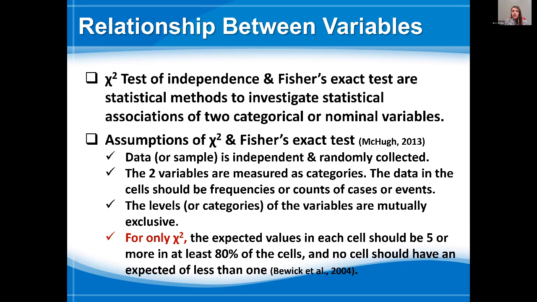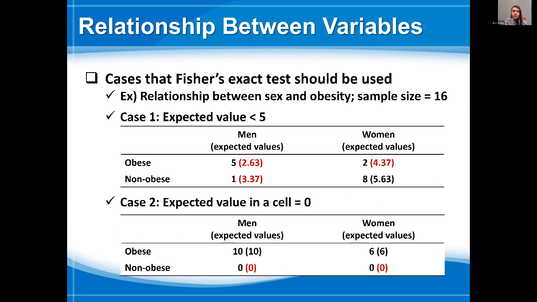Now, this is where the difference comes in. For the chi-square, the expected values in each cell should be 5 or more in at least 80% of the cells, and no cell should have an expected value of less than 1. This is different for Fisher's, and I'll explain how to find that out.